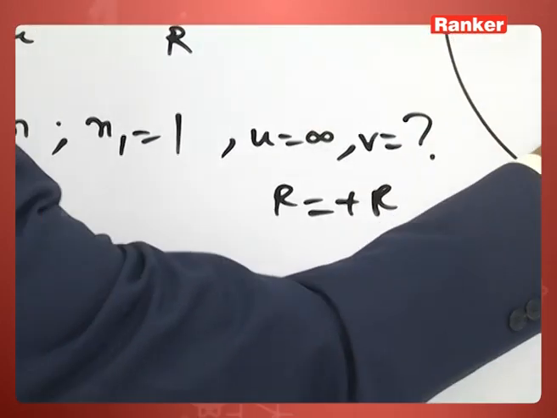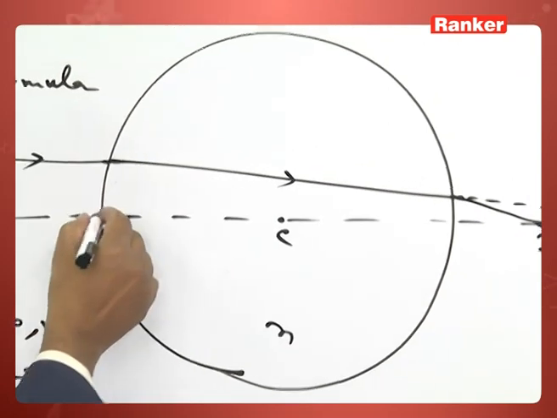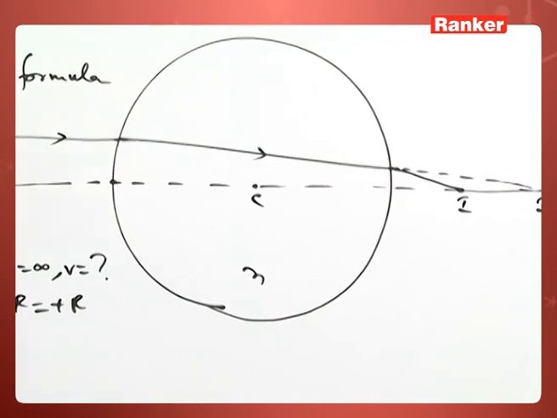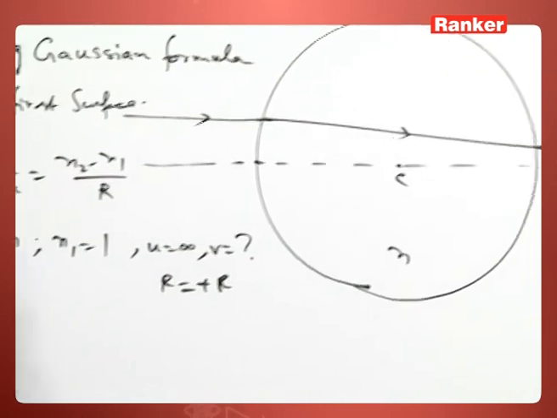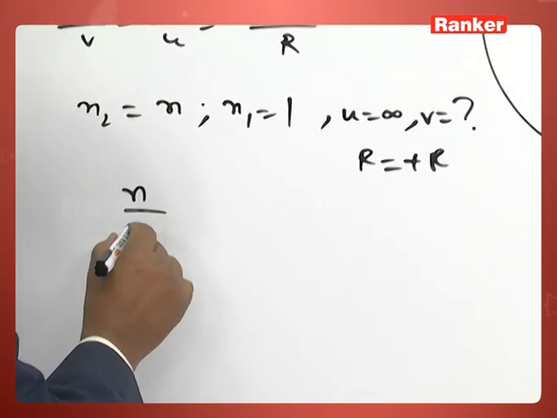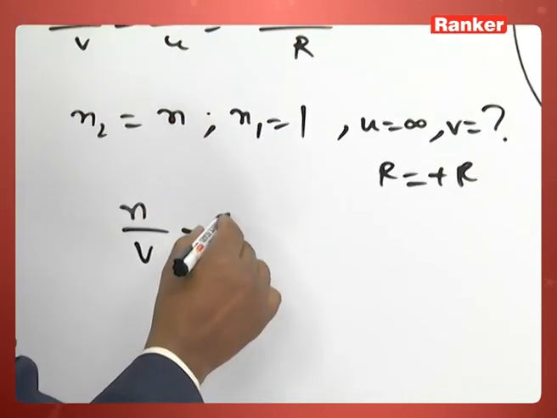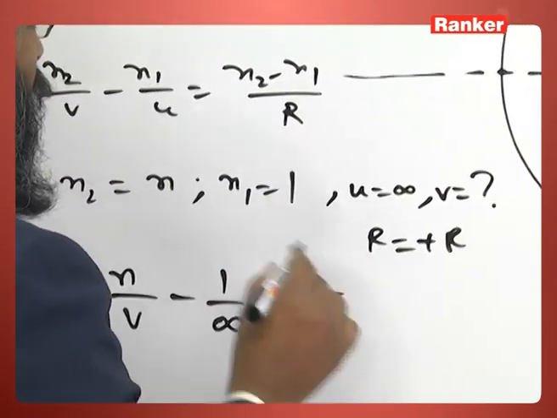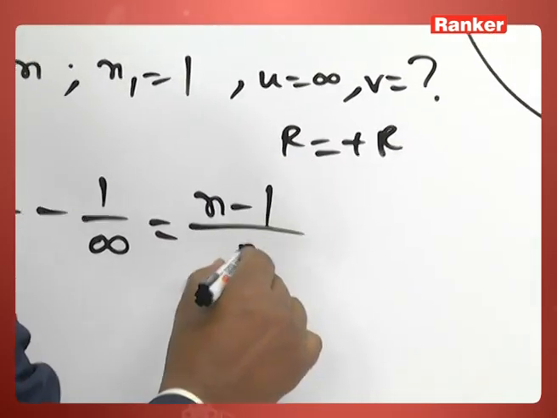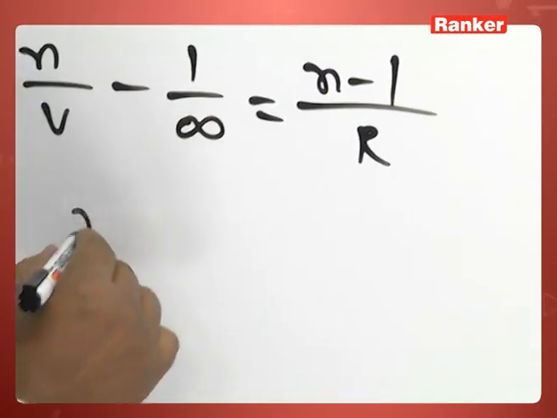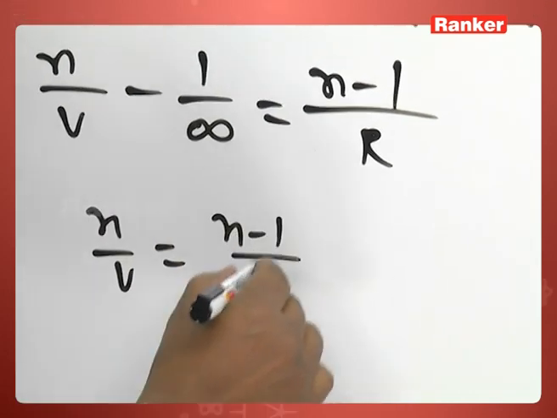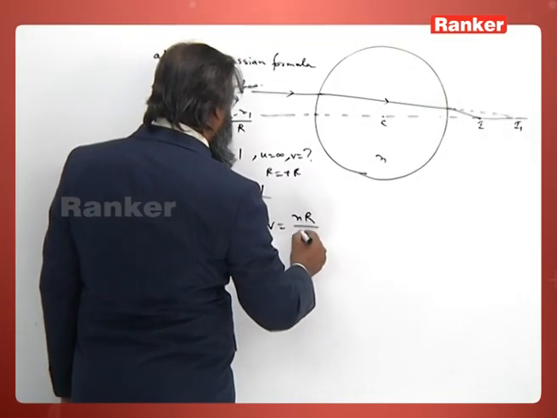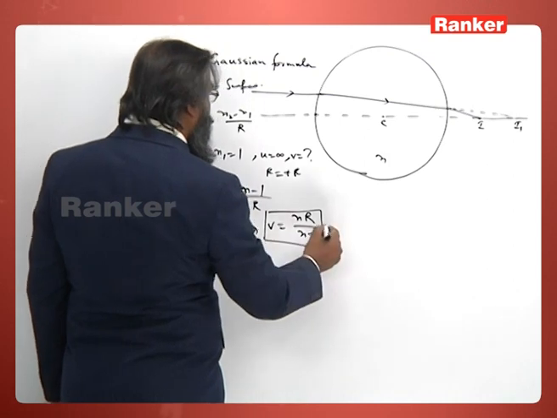You see the center of curvature C lies right of the pole. This is the refracting surface, so all distances will be measured from this end. So we put n2 as n/v, v we have to determine, minus n1, which is 1, over u, which is infinity, equals (n − 1)/R. So this quantity becomes 0. So n/v = (n − 1)/R, which implies v = nR/(n − 1). This is equation number 1.